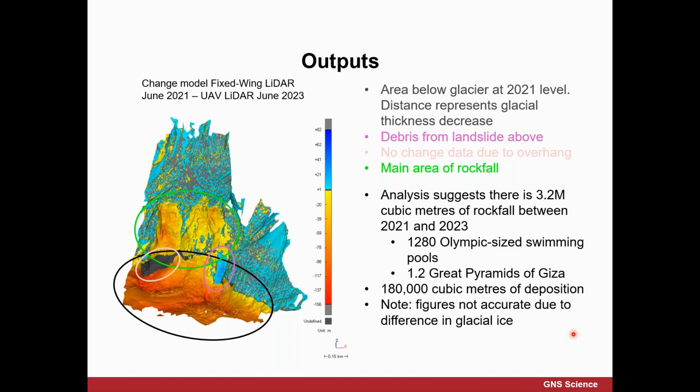So I conferred with ChatGPT and it told me it's 1,280 Olympic-sized swimming pools or 1.2 Great Pyramids of Giza. I don't know if that means anything more than millions of cubic meters, but maybe that puts it into perspective a bit more. Who knows? Haven't fact-checked those figures. And 180,000 cubic meters of deposition.